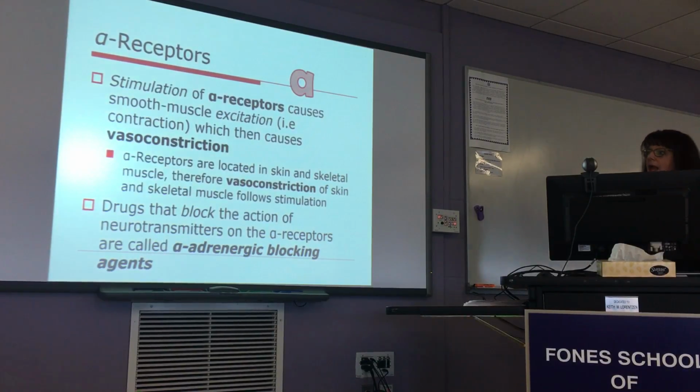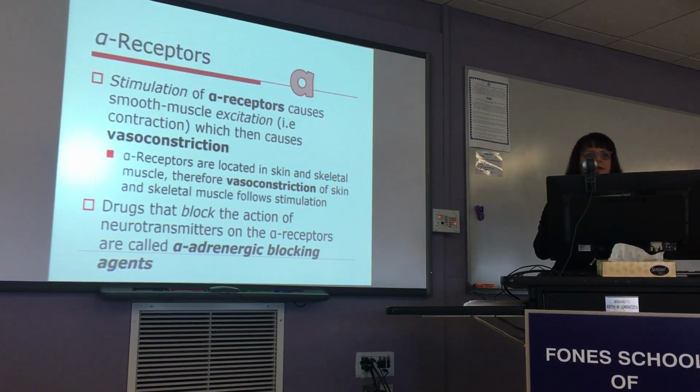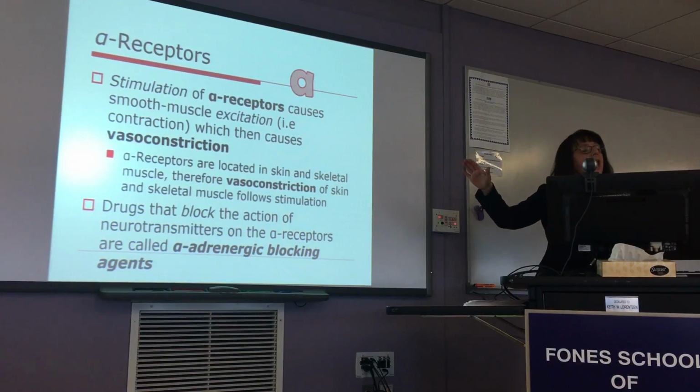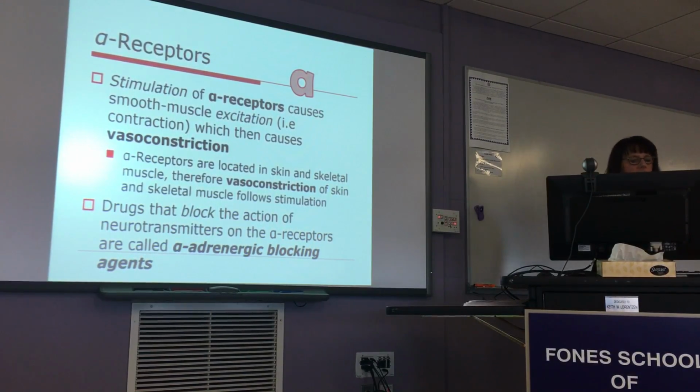Alpha receptors are also located in skin and skeletal muscle, and therefore it causes vasoconstriction of the skin and the skeletal muscle if it's stimulated. Muscles contract in the blood vessels, they contract in our skeletal muscles as well as in our skin, okay? If drugs block the action of the neurotransmitters on the alpha receptor, they're called alpha adrenergic blocking agents, right? It's stopping that from happening.